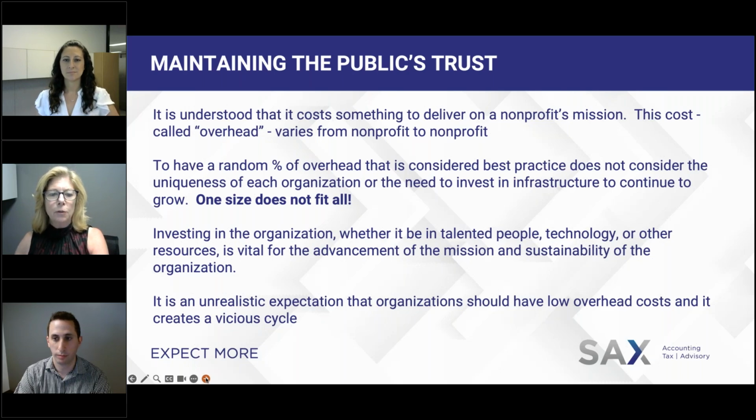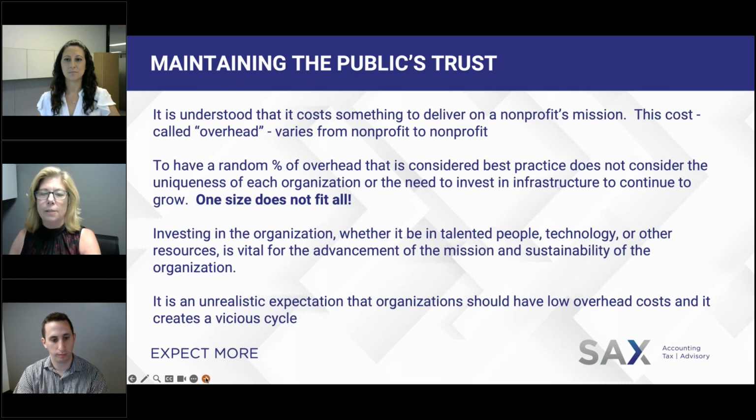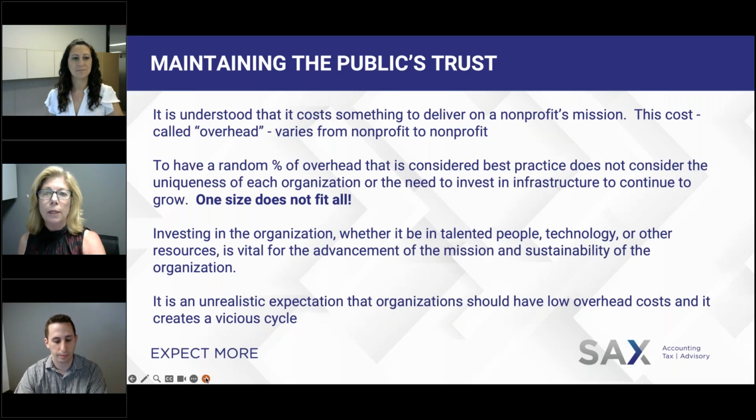And I also say it is a very unrealistic expectation that organizations should have low overhead costs. It creates this vicious cycle that Adam talked about. One of the ways we build trust with our funders, our donors, our grantors is through transparency. And I think this is the best way to advocate with your organization, for your organization.